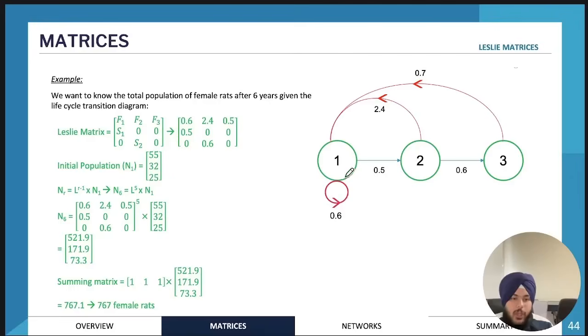And it's a circle because if we look at the females born, they're going to be born in age group 1, right? They're not going to be born in age group 2 or age group 3. Because if we're giving birth to someone, they're going to be born in the youngest age group. So for example, 2.4 would represent the birth rate for any female in age group 2. It goes back to 1 because the rats that are going to be born are going to be born in age group 1. And then 0.7 for age group 3.